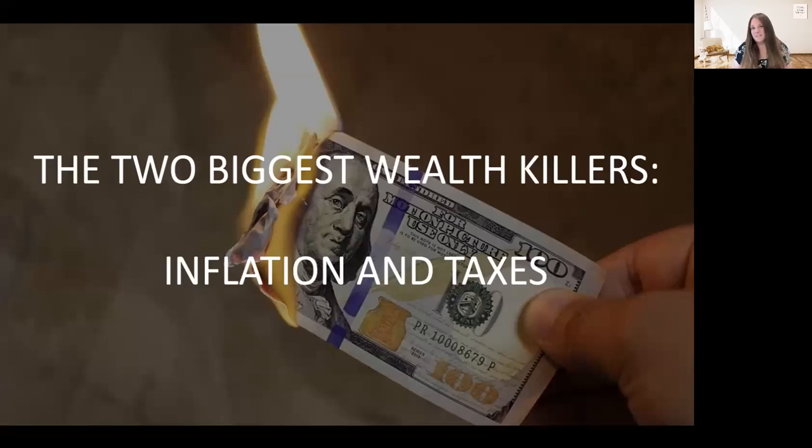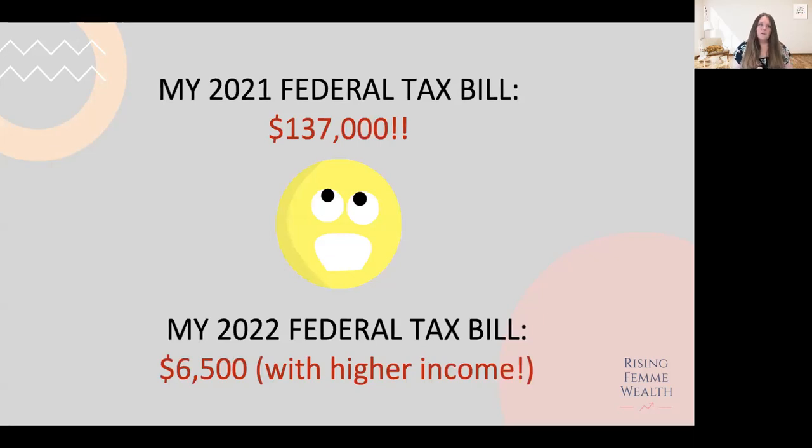So the two biggest wealth killers are inflation and taxes. There's not a whole lot, unfortunately, that we can do about inflation, but luckily there is a lot that we can do about taxes.